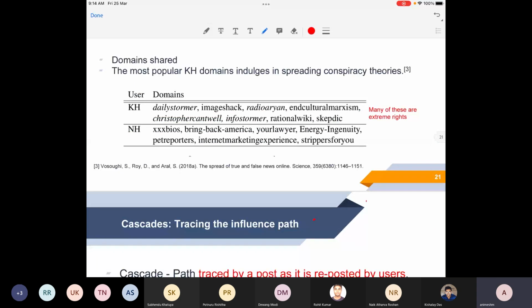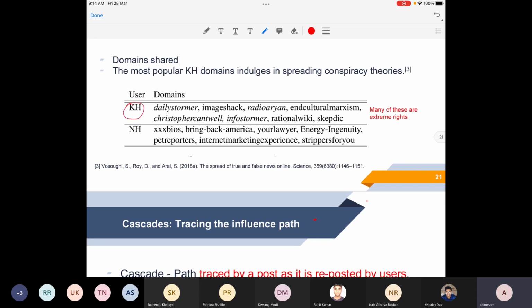So the last thing that we also looked into is what kind of URLs are being shared by the hateful users and the non-hateful users. Okay, and you see, these are some of the domain names that are being primarily used by the hateful users in their posts, whereas the non-hateful users have a very different set of domain names that are being shared. And here also you will see that there are certain URLs which are known to be extremely right in their alignment.